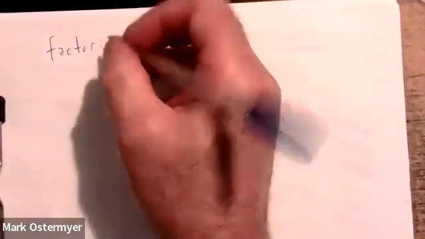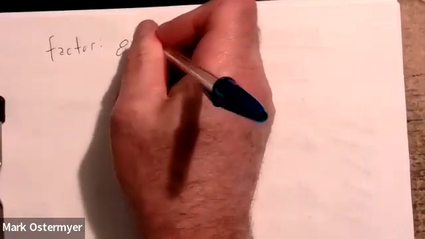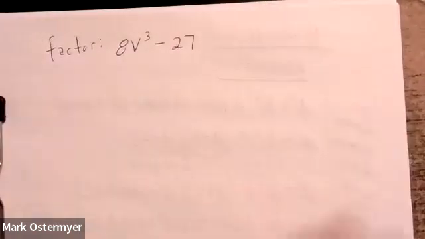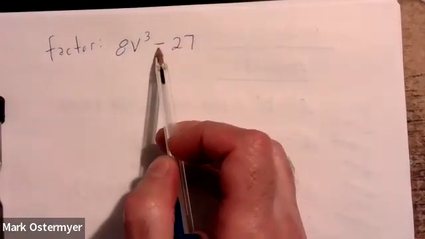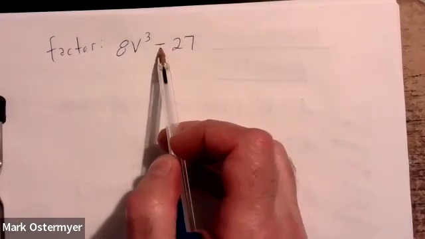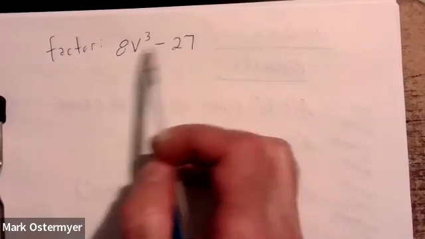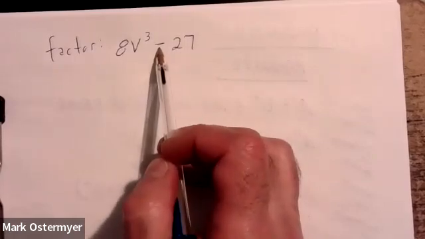All right, let's try to factor 8v cubed minus 27. What kind of a binomial are we up against here? Well, might it be the difference between squares or cubes? Notice there's nothing we can factor out of both these terms either. So what do we got? Difference of cubes or squares?